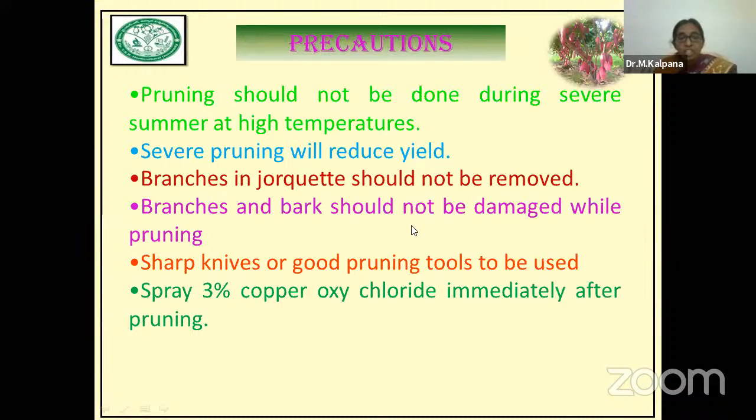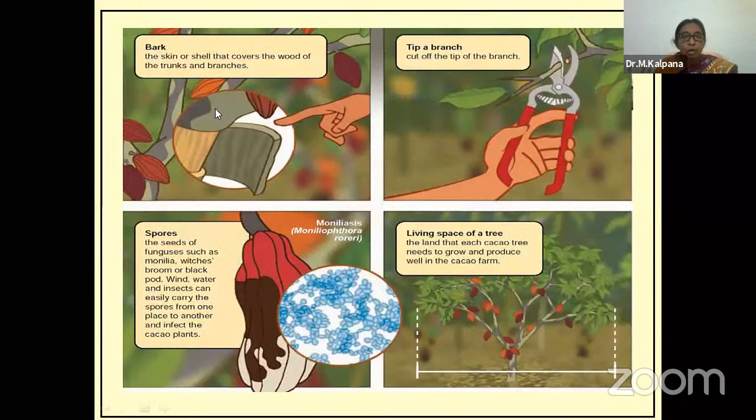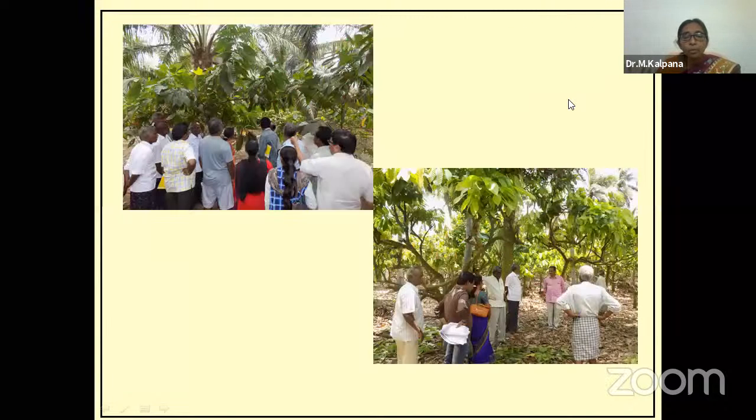So severe pruning should not be done in the summer months, and the branches in the jorquette should not be removed. Branches and bark should not be damaged with the pruning knives, and good pruning tools should be used while doing pruning. Apply copper oxychloride immediately after pruning to avoid fungal infestation. We should not remove the bark, because cocoa has cauliflorous type of flowering, so good tools should be used. These are the pruning operations.